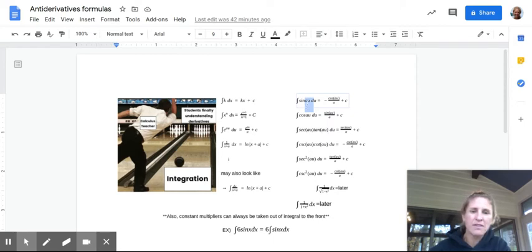But as long as you just have an x or a u or whatever, if I have a constant in front of it, that's fine. The antiderivative will just require you to divide by that constant.